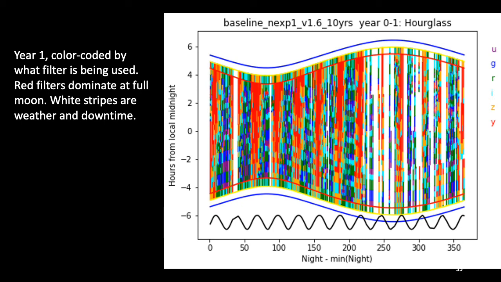And then the rest of the time you can see it's a very staticky looking color pattern because we're switching between filters and getting pairs in different filters. The white stripes are our downtime and weather downtime, so those are real gaps where the telescope was not taking data.